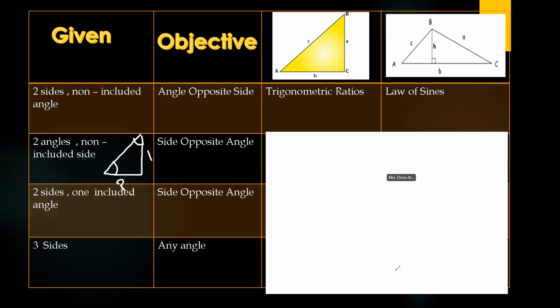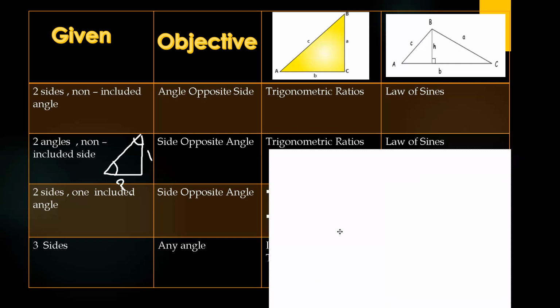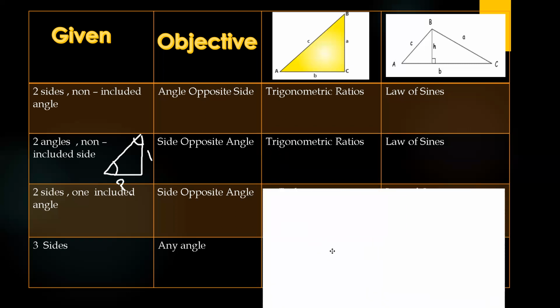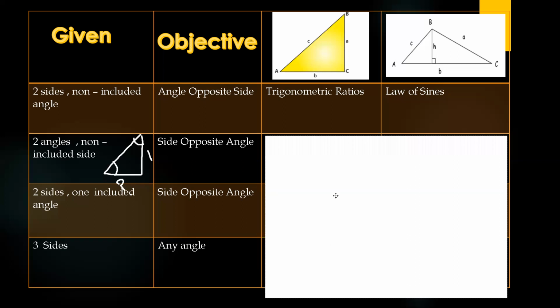We can use the definition of the trigonometric ratios and the Pythagorean theorem. But here, before using the Pythagorean theorem, you need to solve it by the trigonometric ratio, because here you have this angle. So you can say tan of one of the angles in order to find the second side.